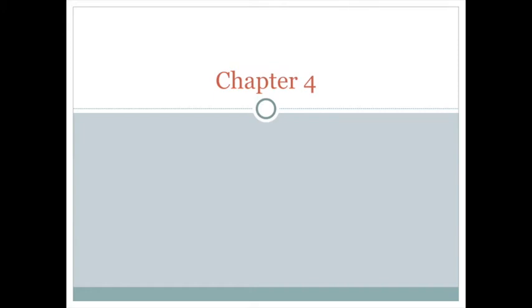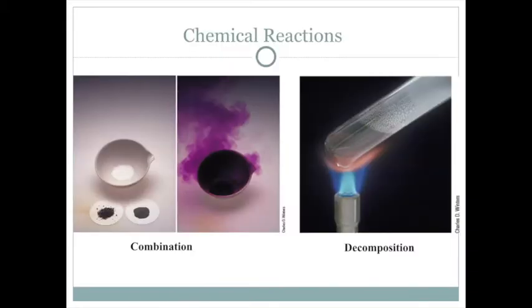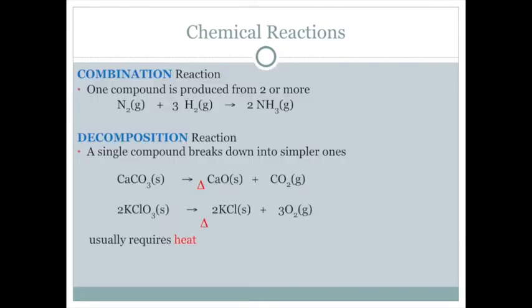So in chapter 4, we're going to be looking at chemical reactions and just different types of reactions, and we'll be taking reactants and making products. But the first thing we're going to do is look at certain reactions, and all we're going to have to do is be able to tell what type of reaction it is based on the chemical equation. So we're going to look at combination and decomposition as well as combustion here.